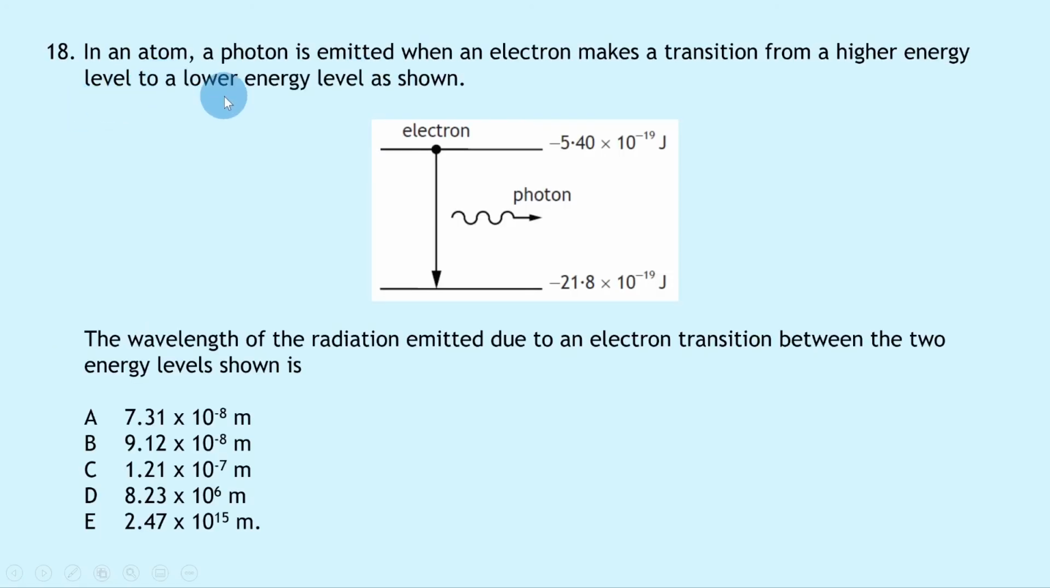Question 18 says, in an atom, a photon is emitted when an electron makes a transition from a higher energy level to a lower energy level as shown. So here you've got the electron falling down to a lower energy level, and you're given the energy levels there, and it shows that it emits a photon. The wavelength of the radiation emitted due to an electron transition between the two energy levels shown is.